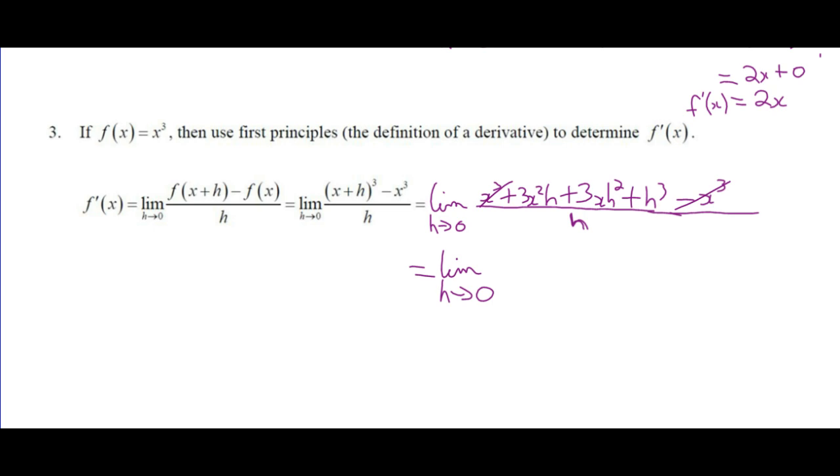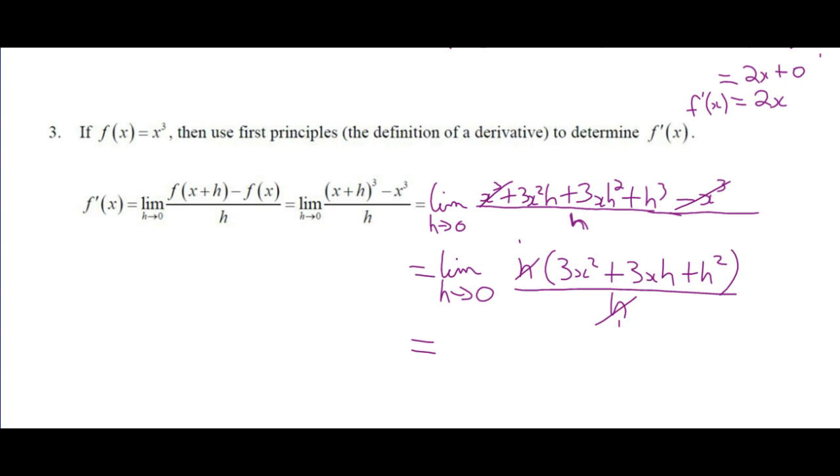Okay, so let's do that. Let's factor out the h. H times, okay, what do we got? 3x squared plus 3xh plus h squared over h. Okay, so h's are gone. You can write in little ones there if you like.